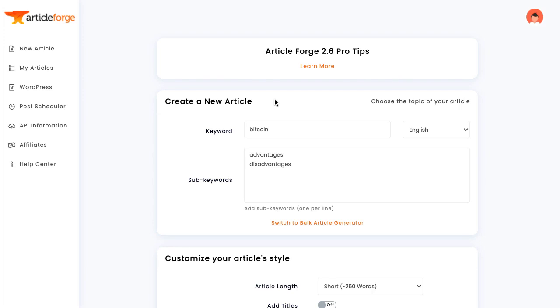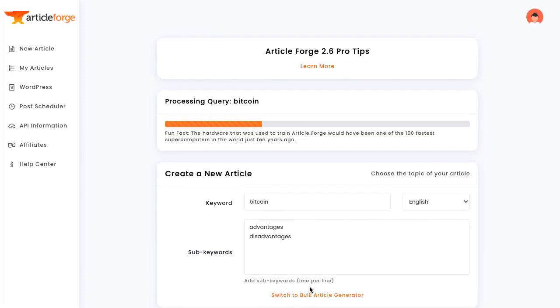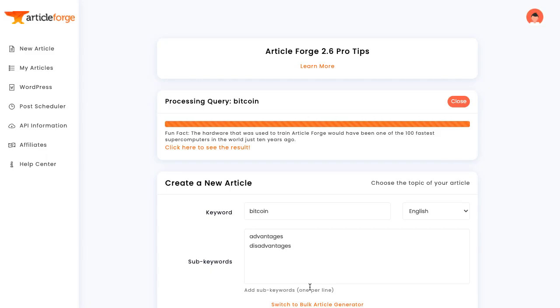I'm going to enter the keyword I want Article Forge to write about, in this case, Bitcoins. I want this article to talk about some of the advantages and disadvantages of Bitcoin, so I'll enter both as sub-keywords. You can, of course, leave sub-keywords blank, but it often helps Article Forge know more about what you want to write about. So now Article Forge has finished writing the article. I bet you thought there was going to be more work than that.